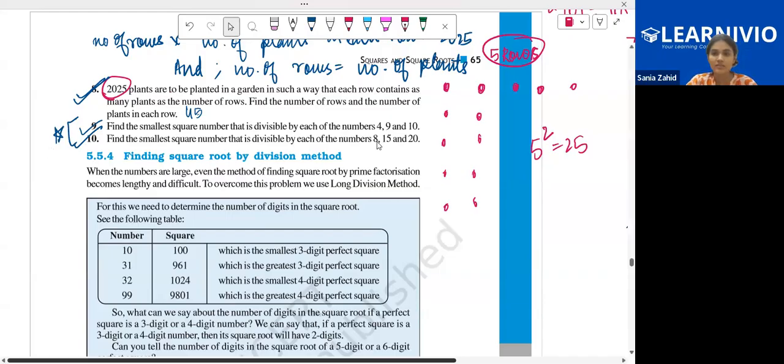Ma'am, I have a doubt. Yes, Harmeen. In the previous question, we just found the number of rows or number of plants, 45. See, I wrote a point over here: number of rows and number of plants are equal. We discussed that the number of rows is equal to the number of plants in each row. So if there are 5 rows, there are 5 plants in each row. Similarly, if there are 45 rows, there are 45 plants in each row.